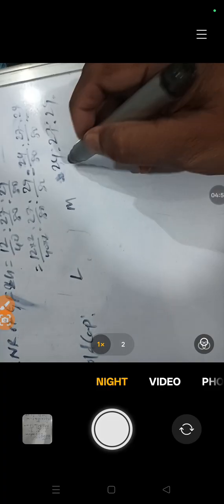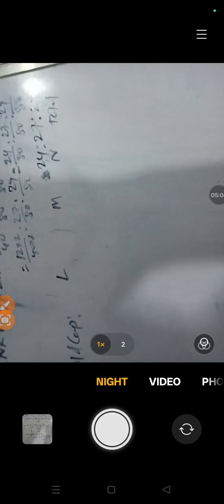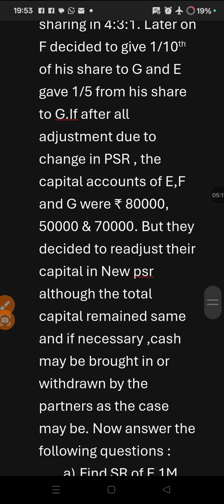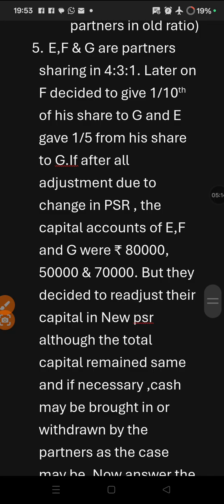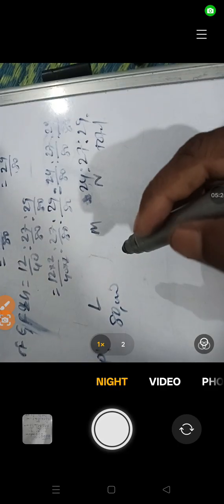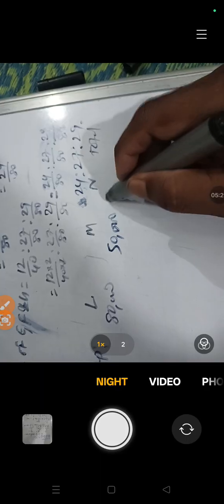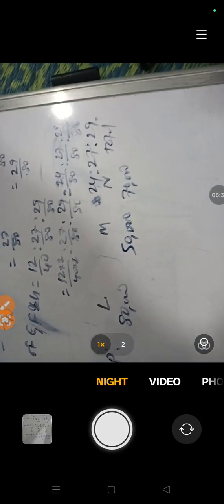Old capital of L, M, N and total. So it has once again come to the question. The old capital of L was 80,000, M was 50,000 and N was 70,000. So 80,000 for L, 50,000 for M and 70,000 for N.